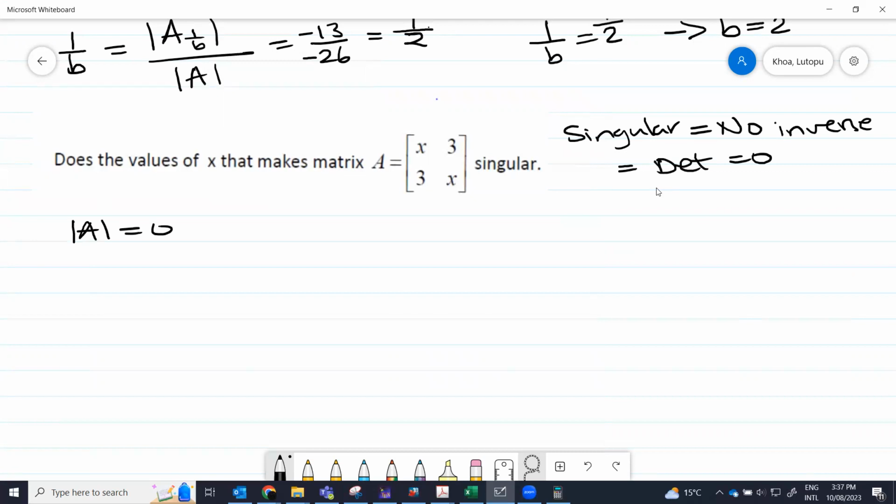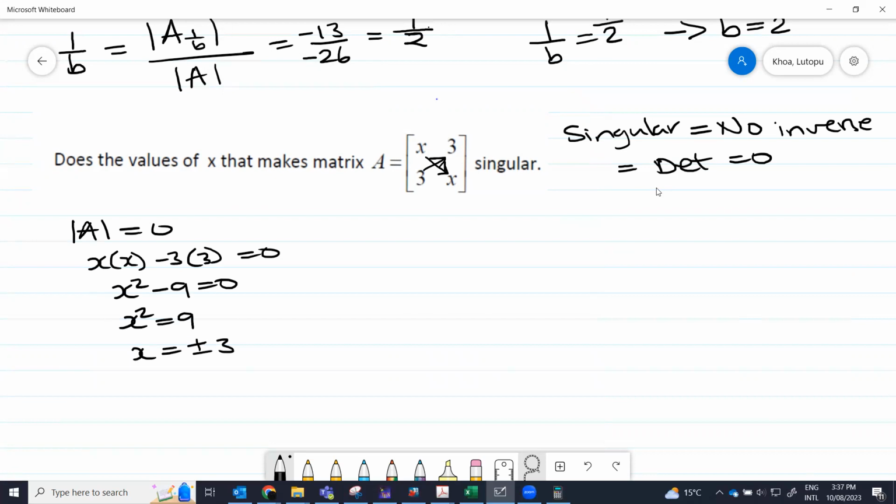So for a 2 by 2 matrix, it's very easy. Major diagonal minus the minor diagonal, equate to 0. So you have x times x minus 3 times 3 is 0. It means x squared minus 9 is equal to 0. This means x squared is equal to 9. x is plus or minus 3. So there are two values of x that make this matrix singular: if x is minus 3 or if x is 3.